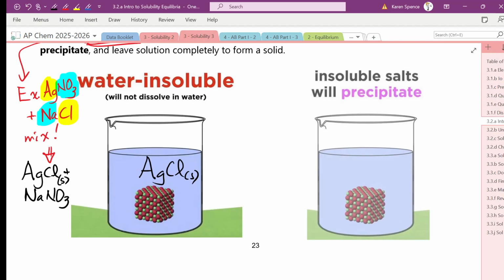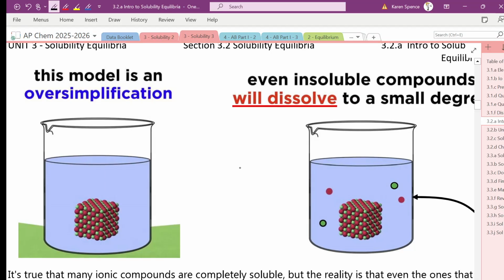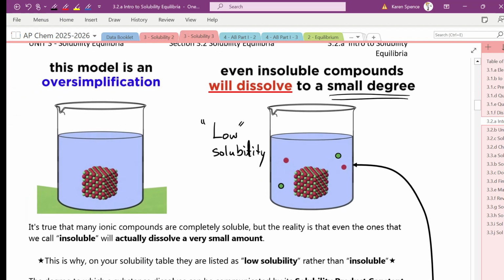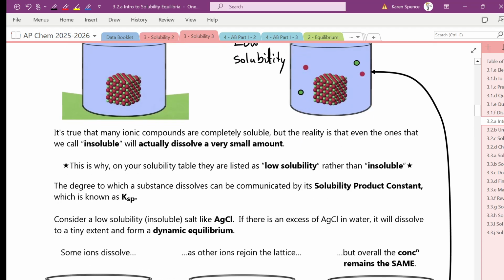What that means is that we have low solubility. It means even insoluble compounds will dissolve to a small degree. So a small amount is dissolved. So on your solubility table, you see low solubility.